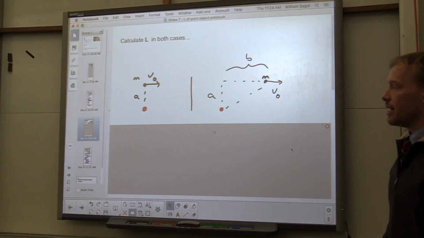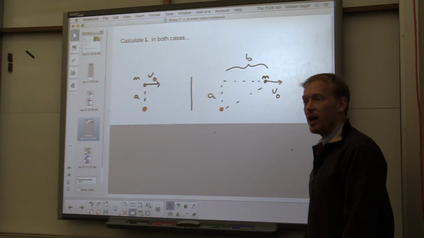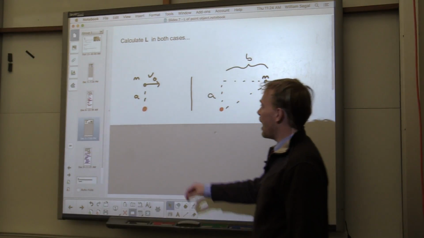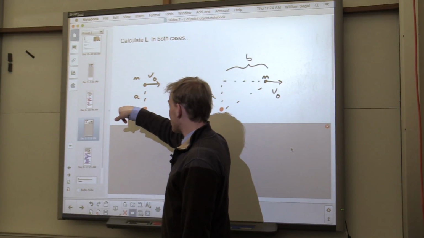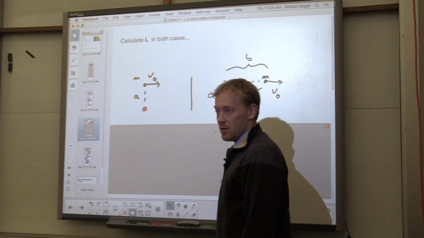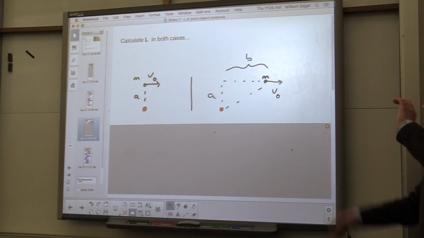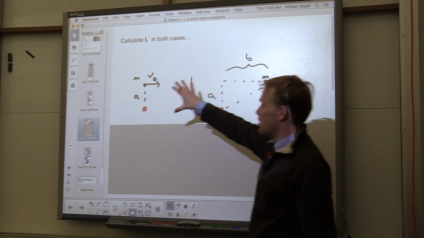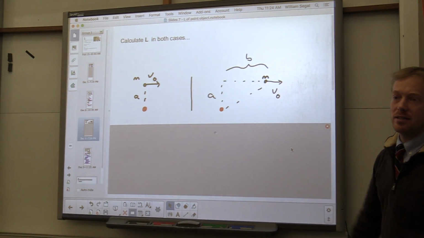Everybody, take a few minutes, and I'd like you to write your way to an expression for the angular momentum of this mass about that axis and this mass about this axis in terms of m, v naught, a, and b, please. At that instant, at the pictured instant. So here's one situation where I'd like you to write the angular momentum. Here's a separate situation.